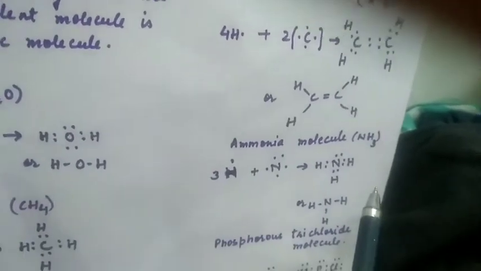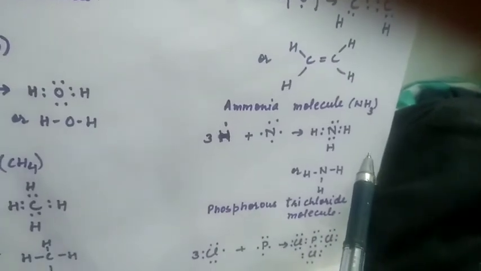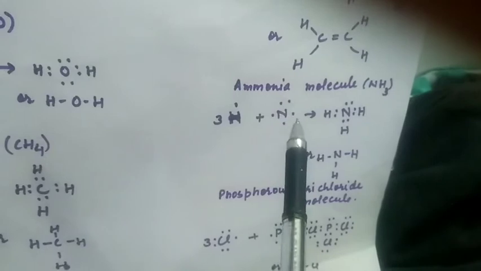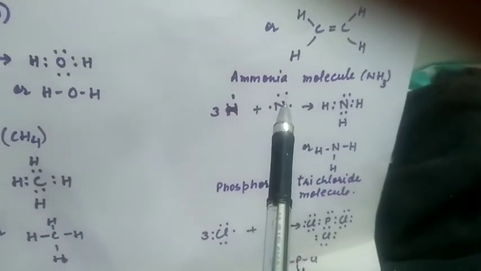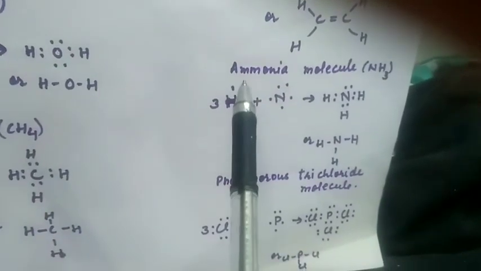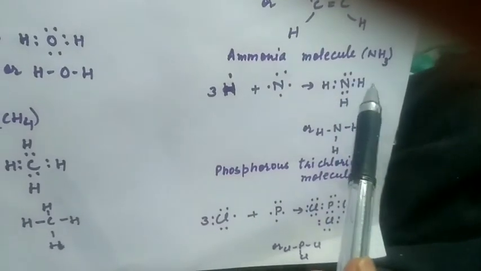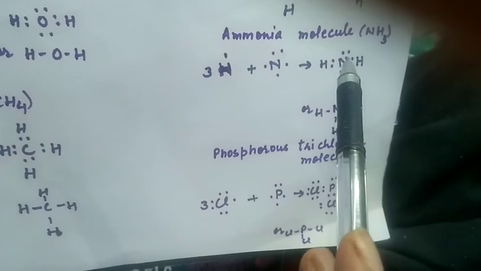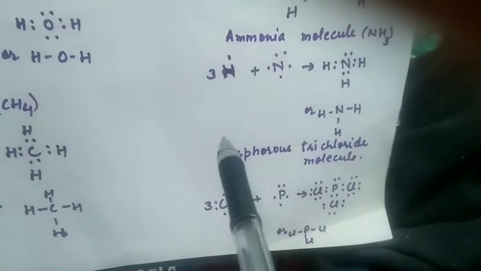Similarly, ammonia molecule, a heteroatomic molecule, contains 3 hydrogen atoms and 1 nitrogen. Nitrogen needs 3 electrons, it has 5. Each hydrogen needs 1. So a single bond is formed and ammonia molecule is formed. This is the lone pair of electron. These 3 are shared pairs.